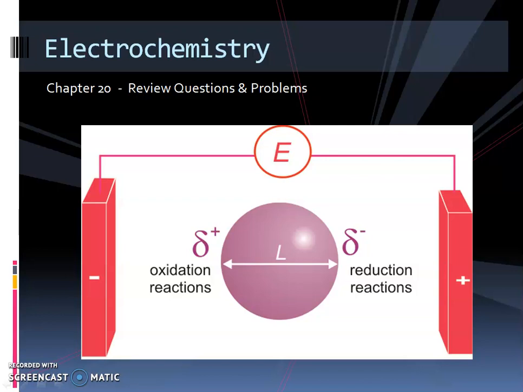This is Mrs. O'Neill for Chapter 20, your review questions and problems. Again, another great visual to understand how those electrons are moving in a redox reaction.